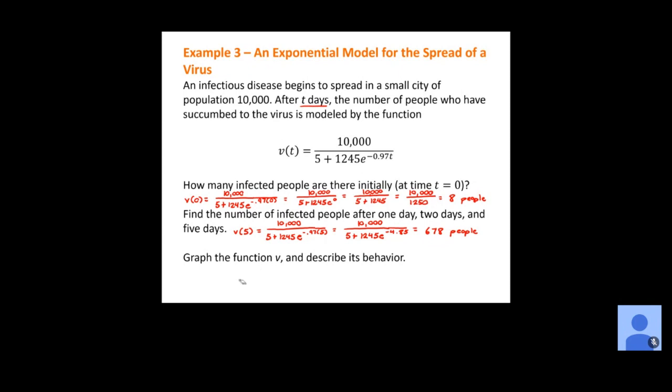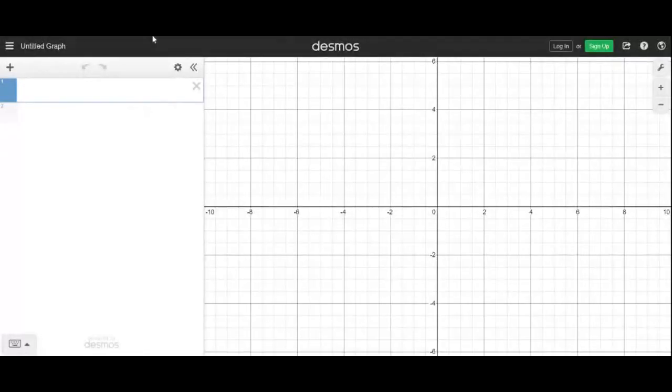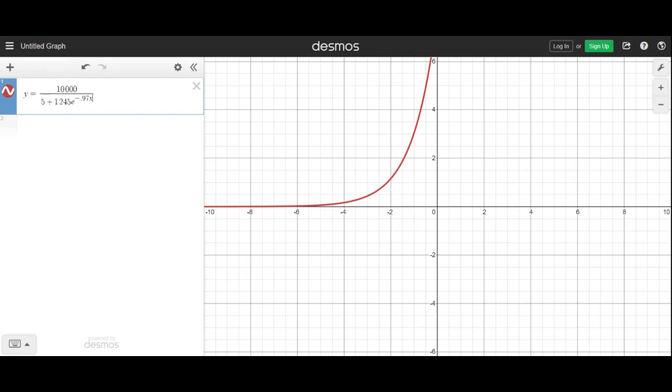And now, the last piece here is we want to graph this function and describe the behavior. So I'm going to actually put this in Desmos so we can look at it together and then think about some of the key parts of it. All right, so we've got y equals 10,000 over 5 plus 1,245 e to the negative 0.97, and I'm going to use x instead of t here.